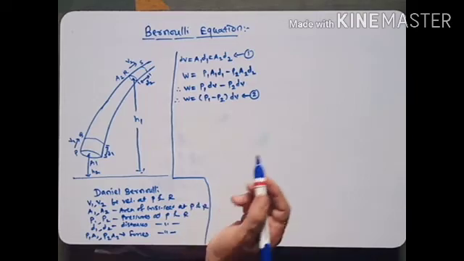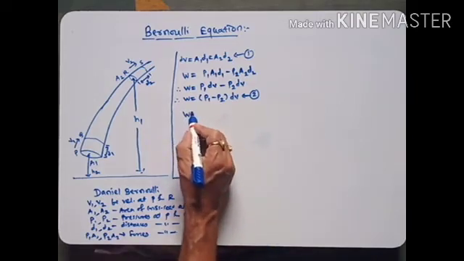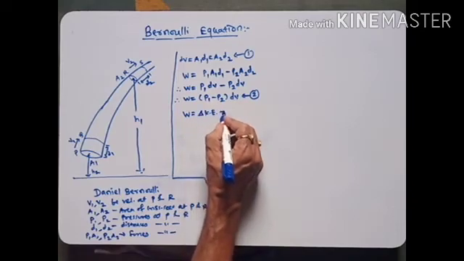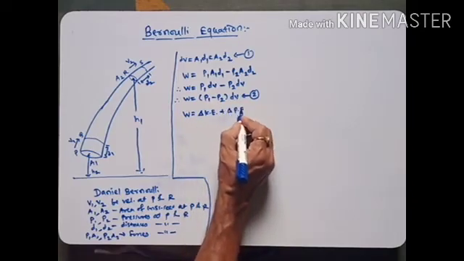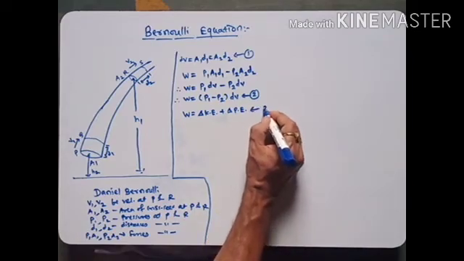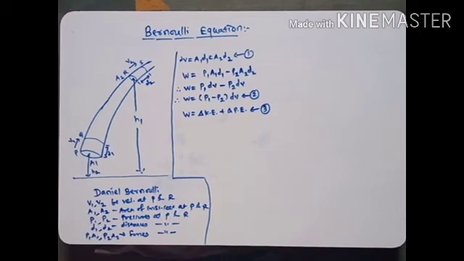Now work done, W, is equal to change in kinetic energy plus change in potential energy. Work done is equal to change in energy. This is equation number 3. W is equal to delta KE plus delta PE, and therefore we consider them one by one.